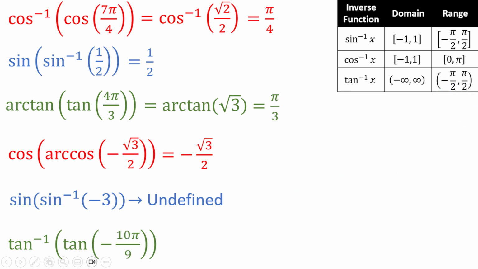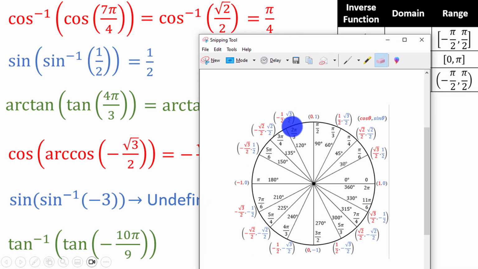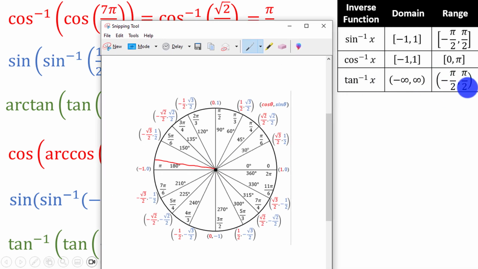So where is this angle anyways? Let's look at a unit circle here. Negative 10 pi over 9 means we are going clockwise for a negative angle, right? So we start at the positive x-axis, and then we travel around, and we would eventually get to the negative x-axis. That would be negative 9 pi over 9, or negative pi. But we have to go a little bit further than that, so we're going to be a little bit higher, something maybe around here. This would be our angle, negative 10 pi over 9, okay? And that does not fall in our range of negative pi over 2 to pi over 2.